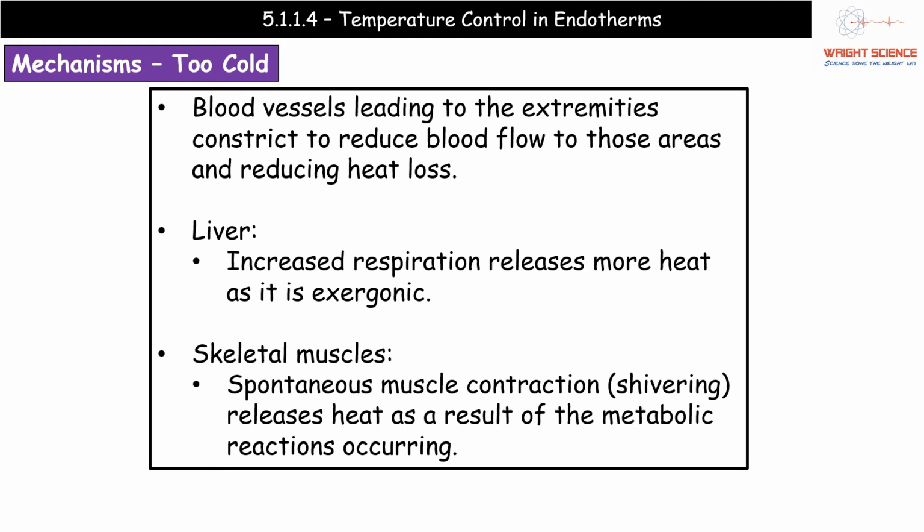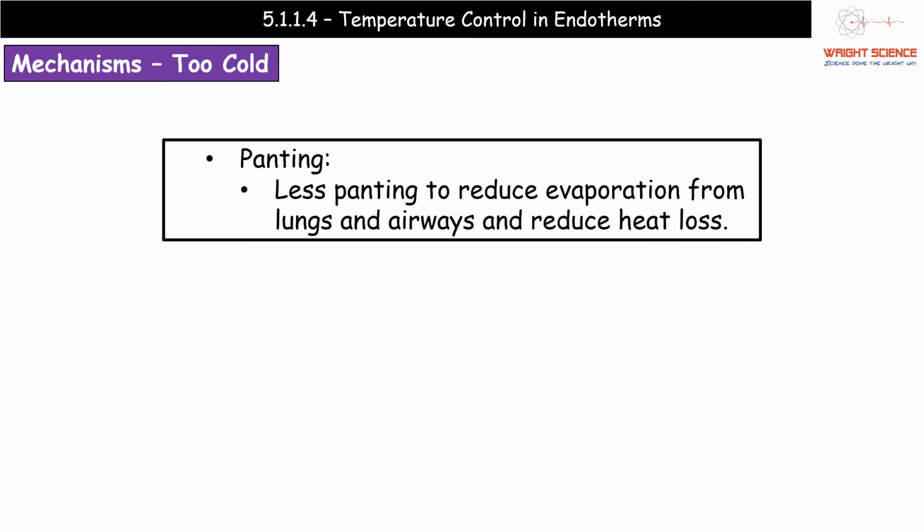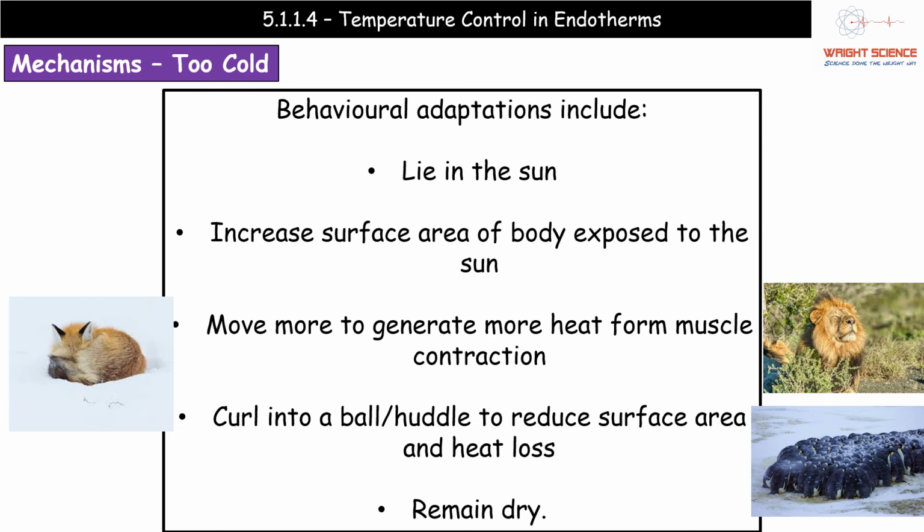In terms of the liver, we increase the rate of respiration to release more heat energy because it is an exergonic reaction. And our skeletal muscles are going to start to have spontaneous muscle contraction, also known as shivering. And what we're going to find is in order to actually shiver, we're going to have metabolic reactions occurring and therefore we release that heat. For animals that pant, they will pant less to reduce that evaporation from the lungs and the airways there.